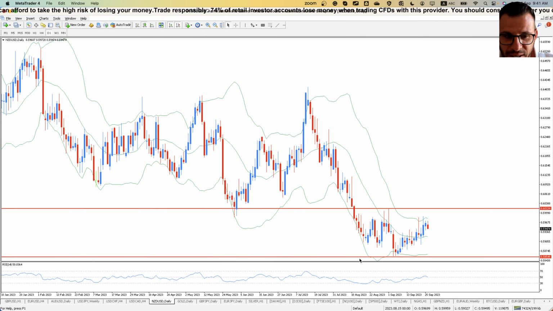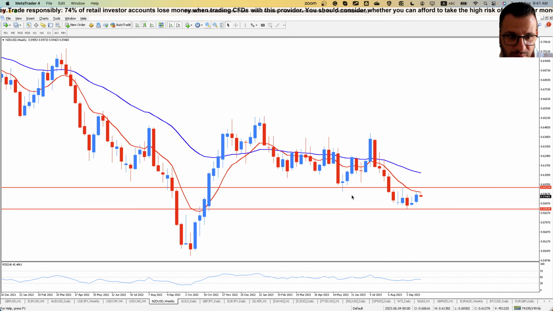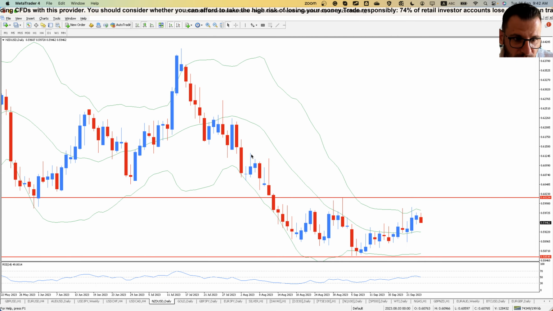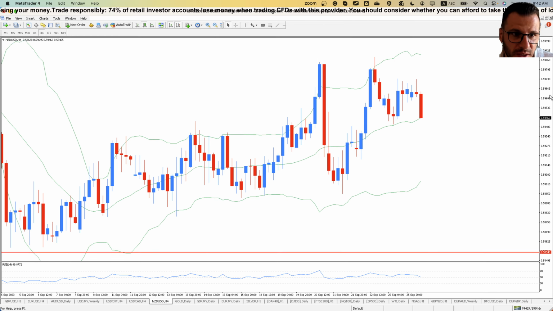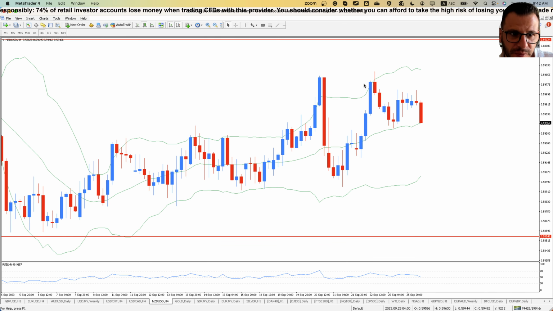Next one, Kiwi and the US dollar. Honestly, what's going on with this market here? Resistance and support and the moving average. Daily chart, inside candle at the top band, going for a nice bearish engulfing. Maybe 4-hour chart, rejection here. So maybe we're going to see the price move lower if it closes below the 20-period moving average.